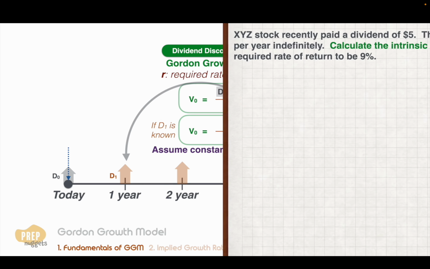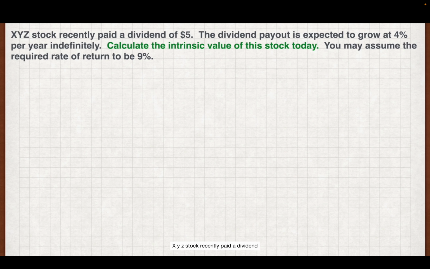Let's go through an example. XYZ stock recently paid a dividend of $5. The dividend payout is expected to grow at 4% per year indefinitely. Calculate the intrinsic value of this stock today. You may assume the required rate of return to be 9%.